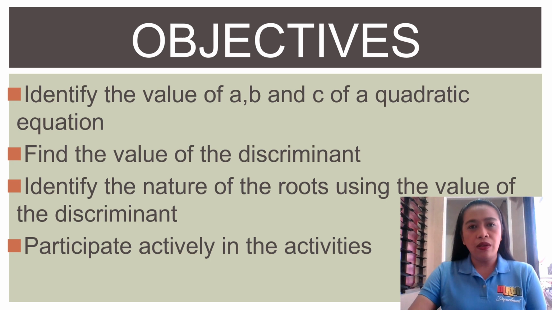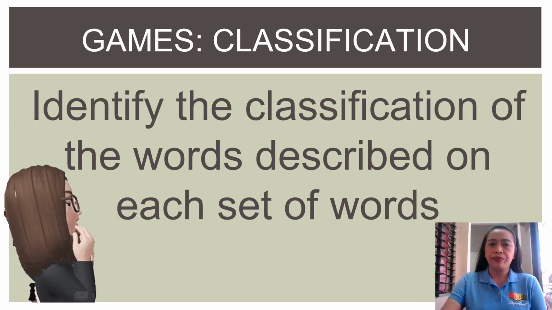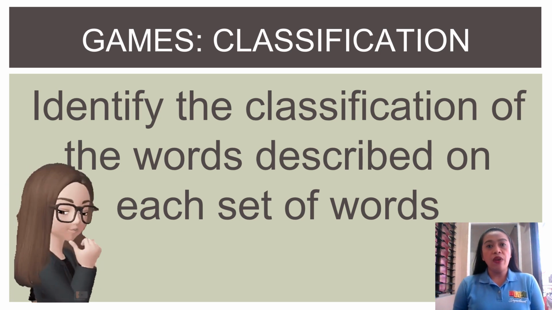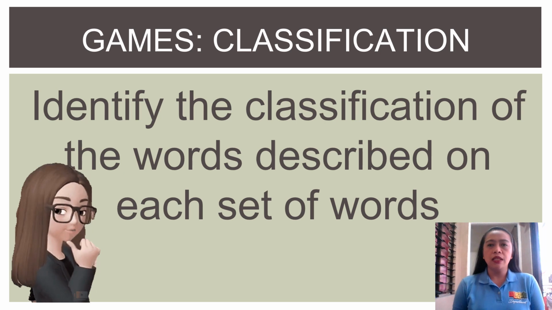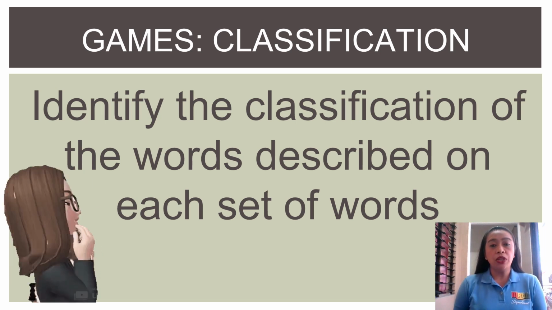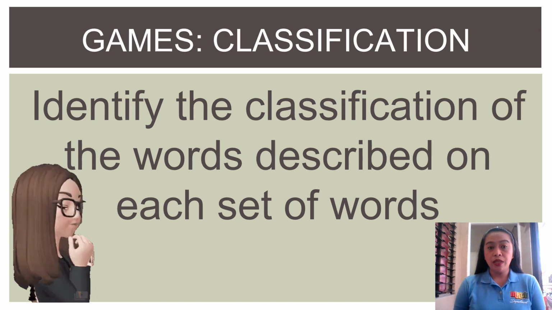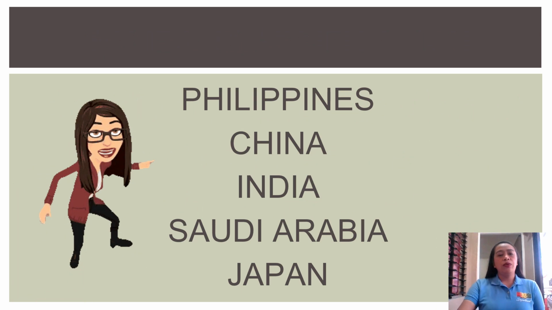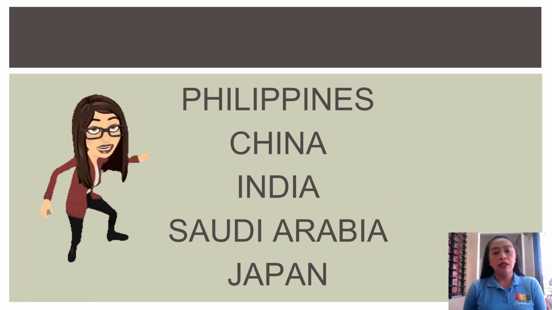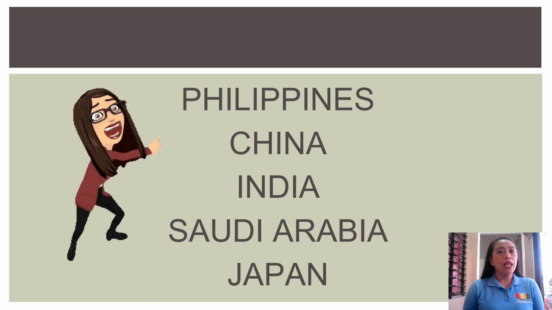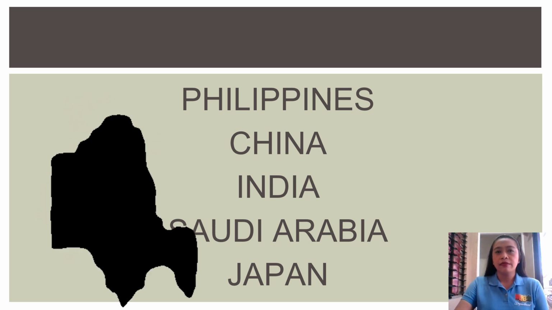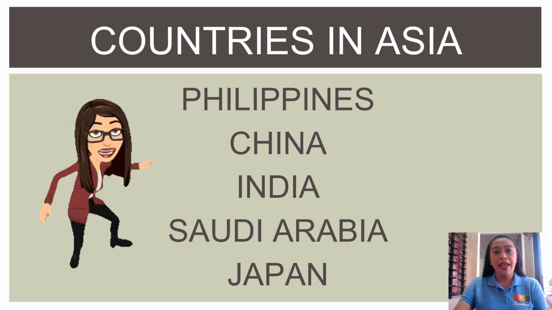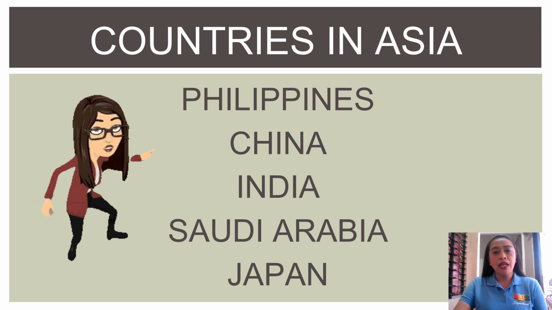So to start off, let's have first an activity. This is a game we call classification. We will be given 3 to 5 words or places, and we have to identify the classification of these words according to the given set of words. Let's start. We're given Philippines, China, India, Saudi Arabia, and Japan. Those classifications are, kindly raise your hands. Yes, these are countries in Asia. Very good. Let's have the next one.